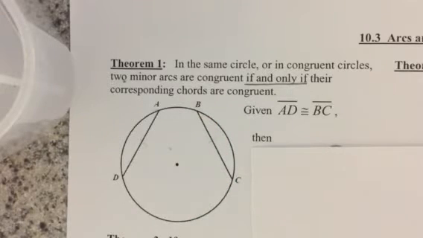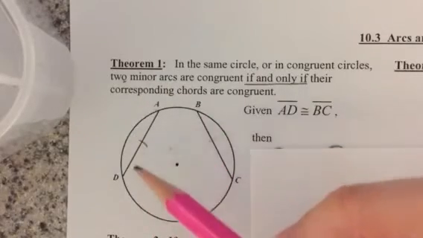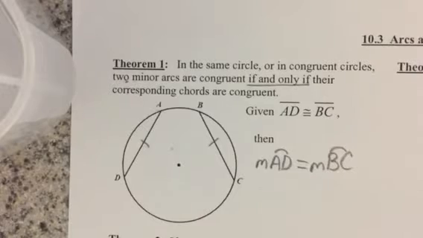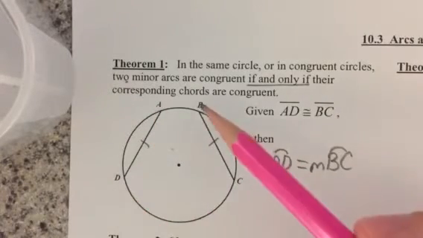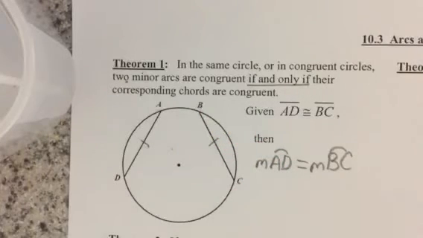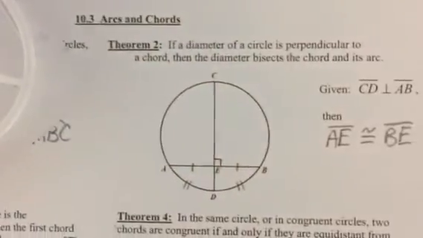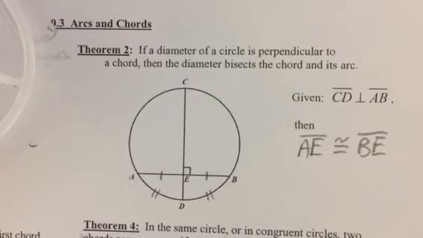So if we're finishing this little statement here, it says, given that AD, which I could mark right here, is congruent to BC, then I can conclude this right here, that the measure of arc AD is going to be equal to the measure of arc BC. And that's all that one says. So let's go ahead and look at theorem number 2, which I finished for you already, so you can write that down.